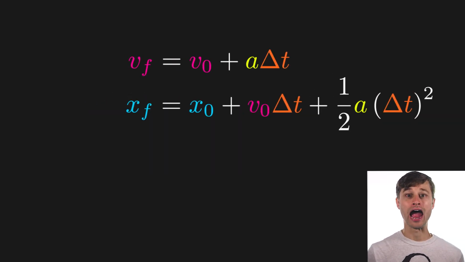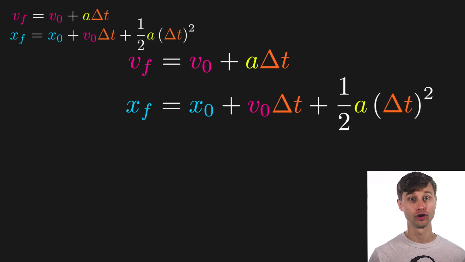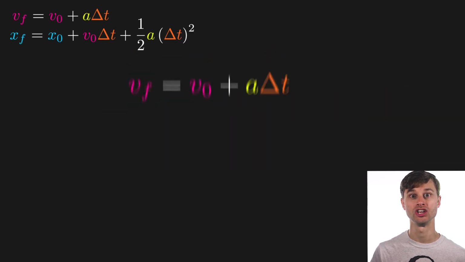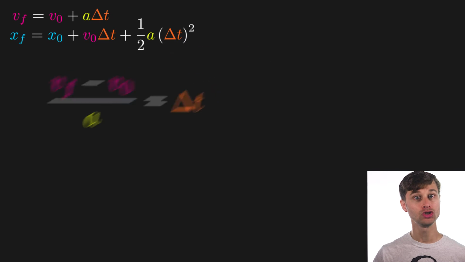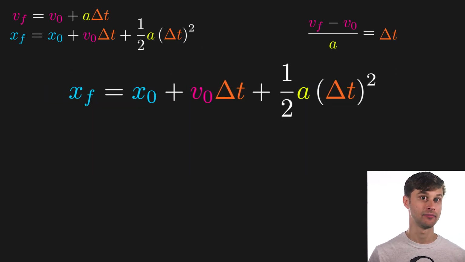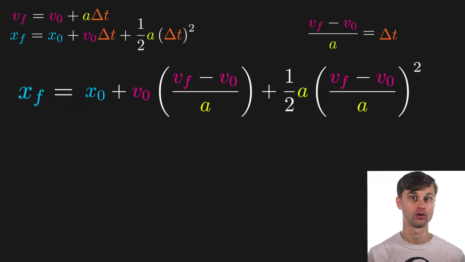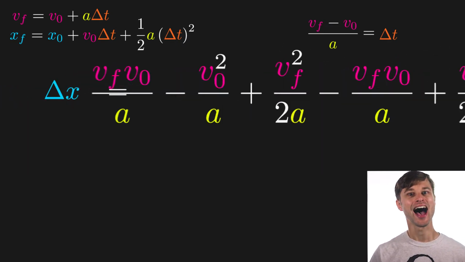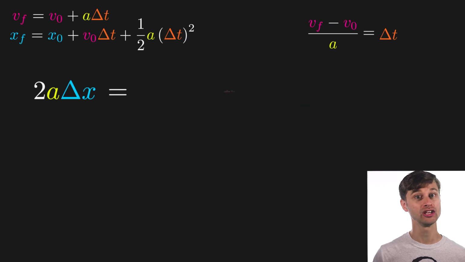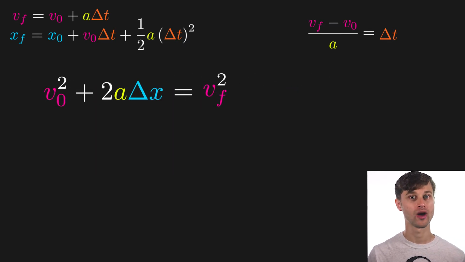Okay, so our third kinematic equation comes from combining these two kinematic equations. I'm going to solve our first velocity function kinematic equation for delta t, and then I'm going to replace that into our second kinematic equation, which is the position kinematic equation. If I do that, and I'm going to solve for v final in this case, I get our third kinematic equation. v final squared is equal to v initial squared plus 2 times a times delta x.